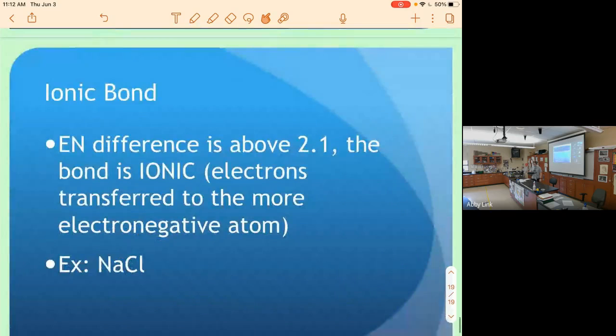All right, last but not least, ionic. The difference has to be greater than 2.1. Honestly, guys, I'll tell you right now, you're not going to find too many of these. A lot of the bonds that we're going to deal with on our practice or assignment are going to be polar. Okay, so the electronegativity difference is above 2.1. That really means there's a big difference between the electronegativity values of the elements.